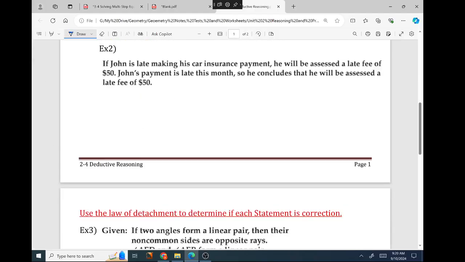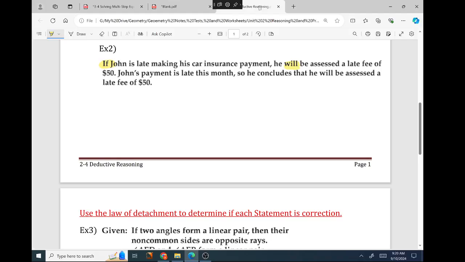If John is late making his car insurance payments, he will be assessed a late fee of $50. John's payment is late this month, so he concludes that he will be assessed $50. What's the giveaway there? Do you see it? If John is late with his car insurance payment, he will, that's the then, yes? He will be assessed a late fee.